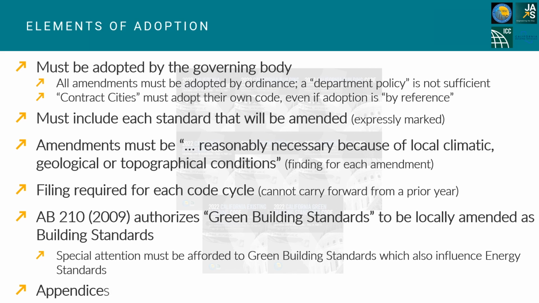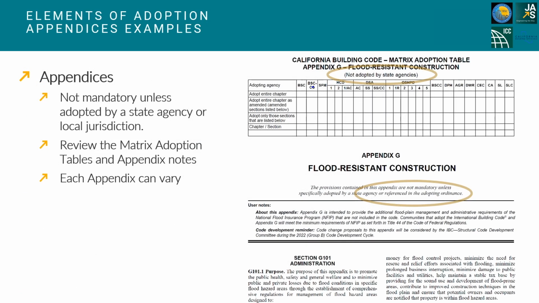Appendices are not part of Title 24 unless they are adopted by a state agency or a local jurisdiction has adopted them via an ordinance. The next few slides provide several examples. On this slide, Appendix G, please note that under the title, it says not adopted by a state agency. And in the note, it says, the provisions contained in this appendix are not mandatory unless specifically adopted by a state agency or referenced in the adopting ordinance. And if you note, no state agency has amended or adopted this appendix based on the matrix adoption table.